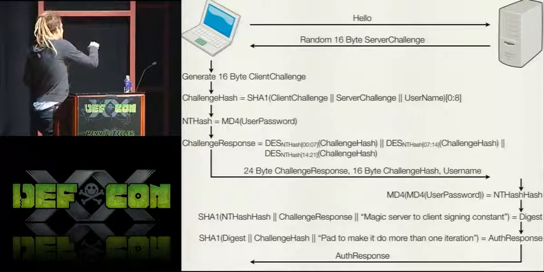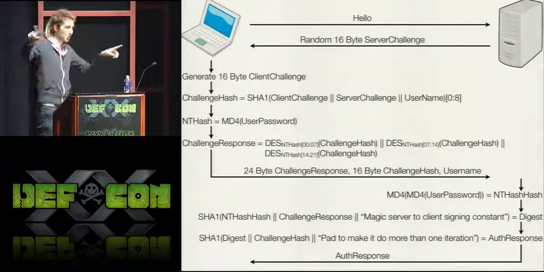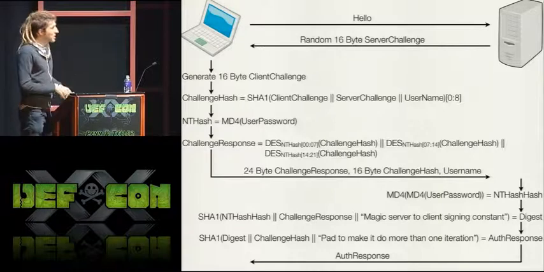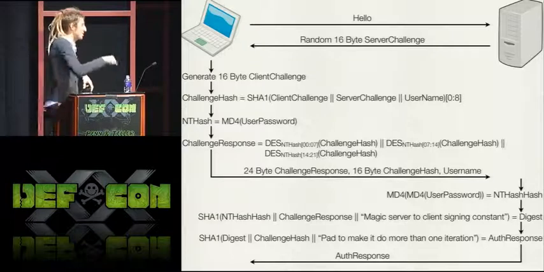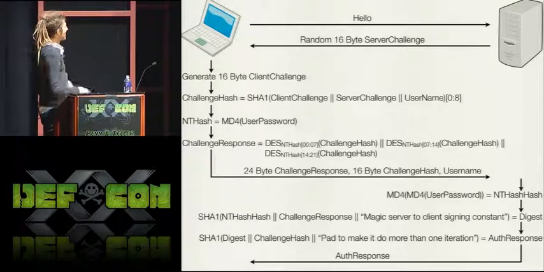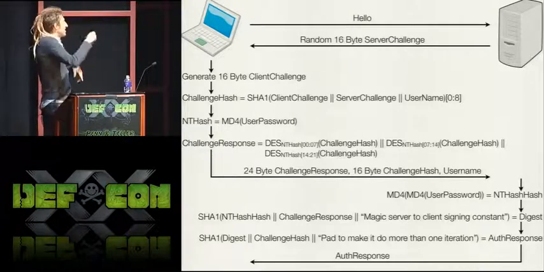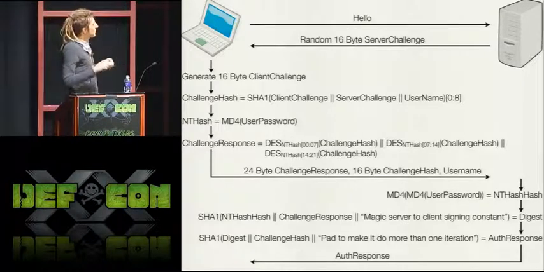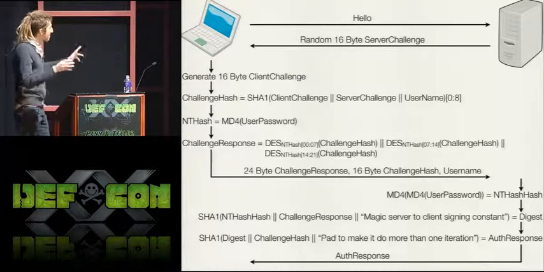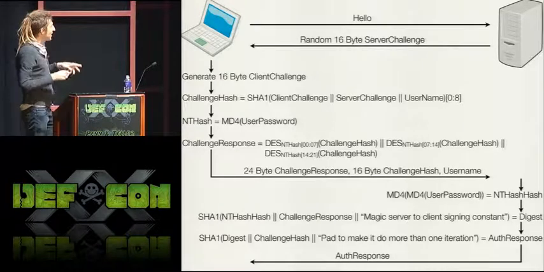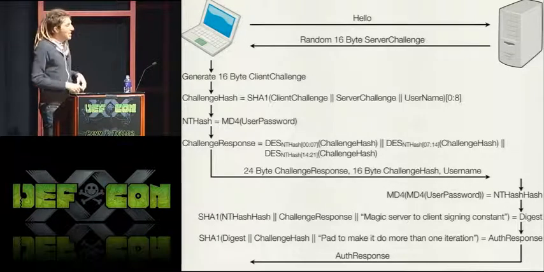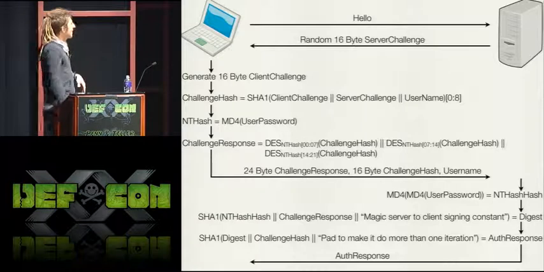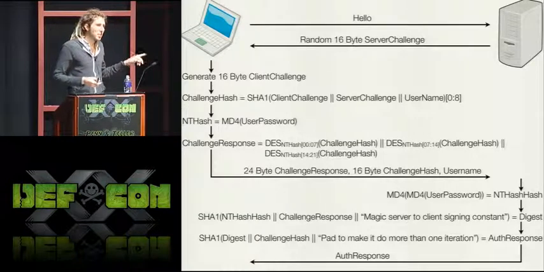Sends back the 24-byte challenge response, the 16-byte challenge hash, and the username in the clear, to the server, who then calculates the MD4 of the MD4 of the user's password. Get that? The password hash. And then calculates SHA-1 of the NT hash, the challenge response, and the literal string, magic server to client signing constant. Then calculates another SHA-1 hash of the previous digest, the challenge hash, and the literal string, pad to make it do more than one iteration. And then sends that back to the client. You get the feeling that maybe the designers didn't know that this was going to be public one day, you know?